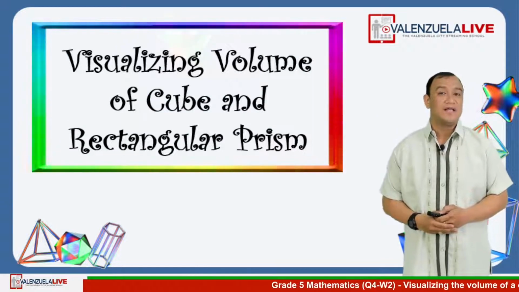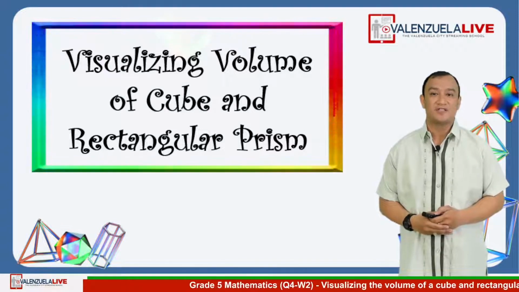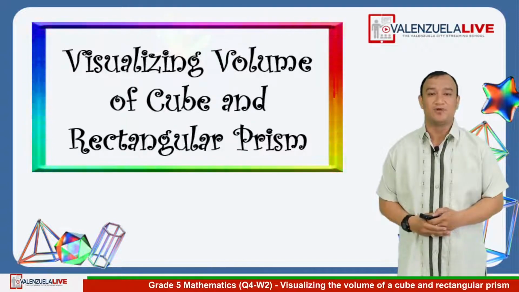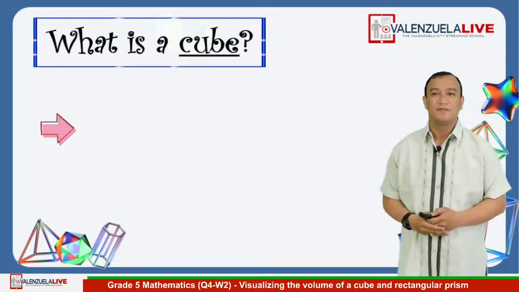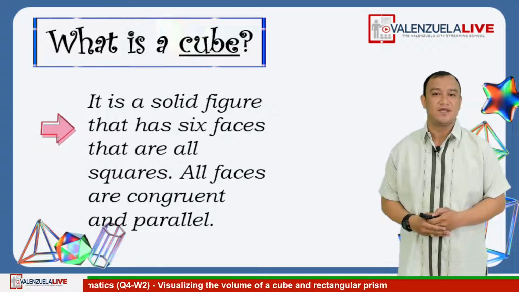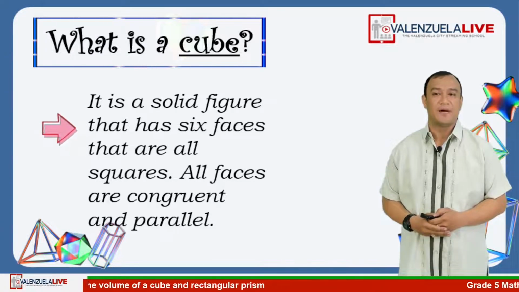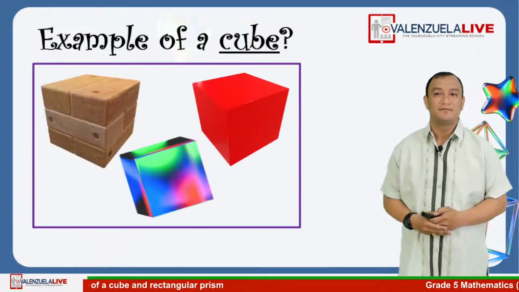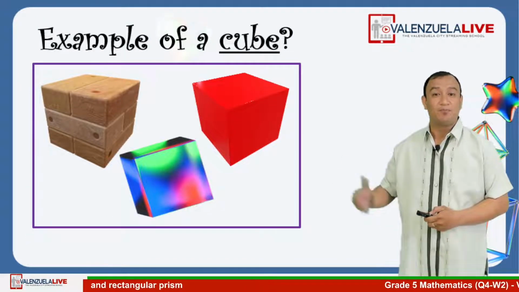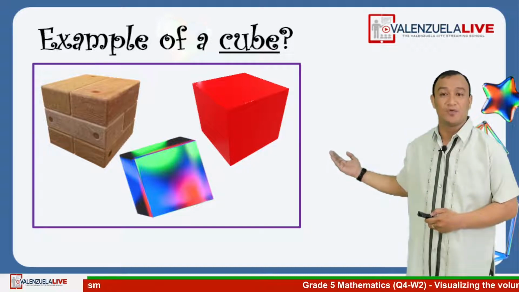Now, let's begin with our lesson. First, let's discuss the cube and how to find its volume. A cube is a solid figure that has 6 faces that are all squares. All faces are congruent and parallel. These are examples of real-life objects which represent cube.